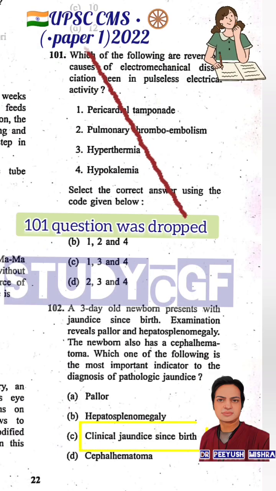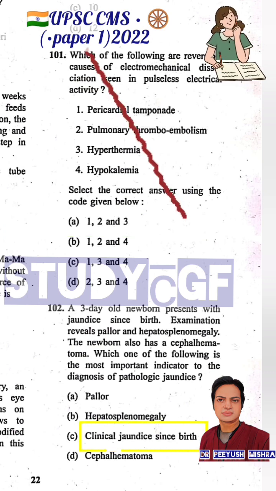A 3-day-old newborn presents with jaundice since birth. Examination reveals pallor and hepatosplenomegaly. The newborn also has a cephalhematoma. Which one of the following is the most important indicator to the diagnosis of pathological jaundice?